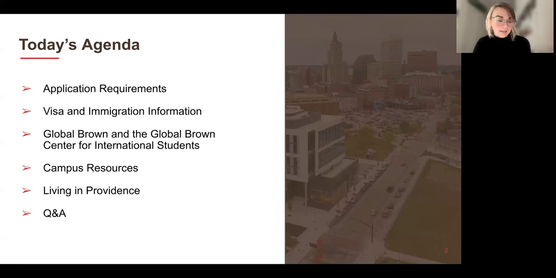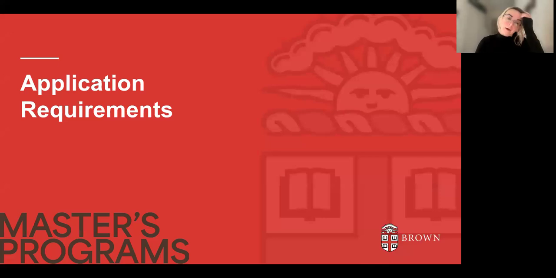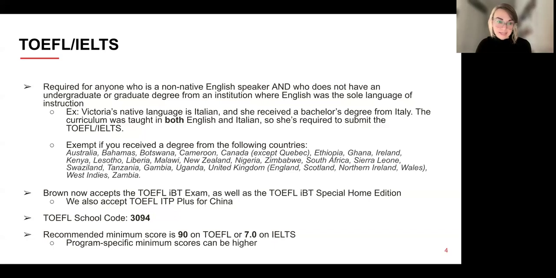So if we want to go ahead to the next slide, we can start talking a little bit about specific application requirements for our international student community. On the next slide, we'll be talking a little bit about the English proficiency exams in the form of the TOEFL or the IELTS. We get a lot of questions about if we accept other platforms like Duolingo, and unfortunately we don't. TOEFL and the IELTS are the two approved English language proficiency exams that we accept.